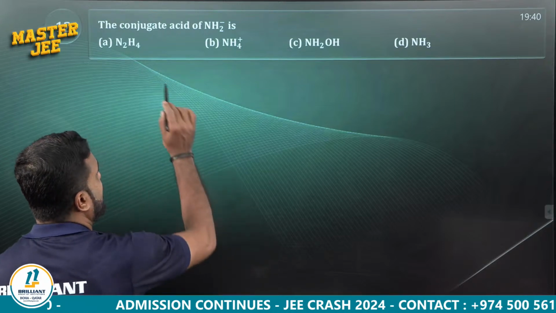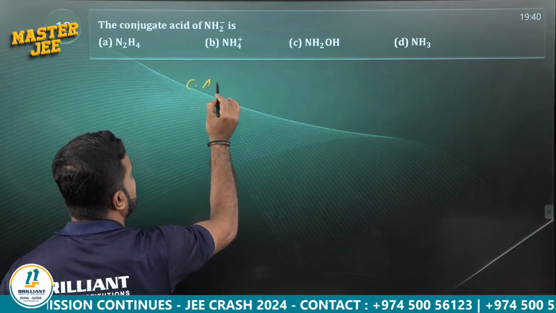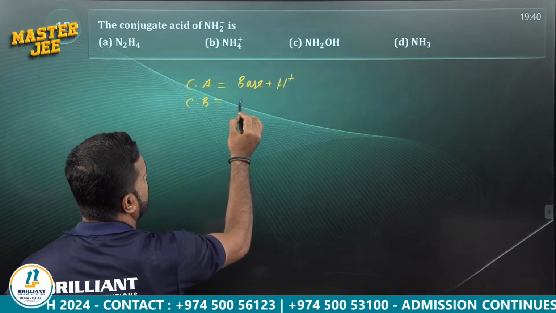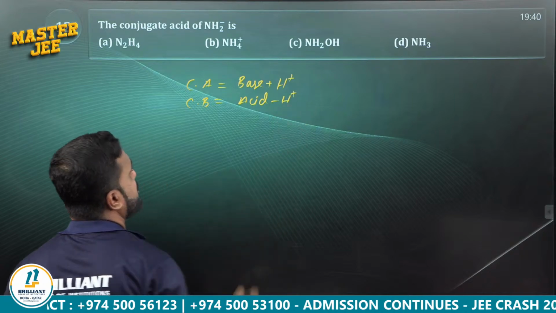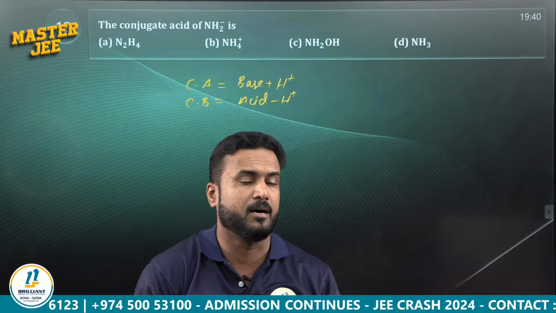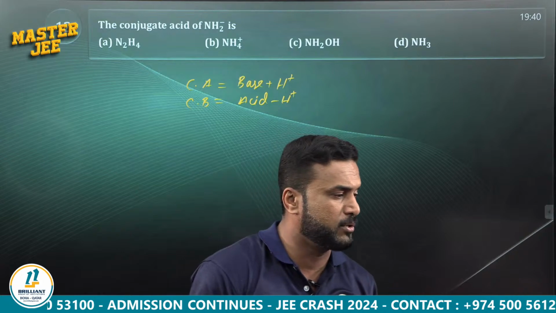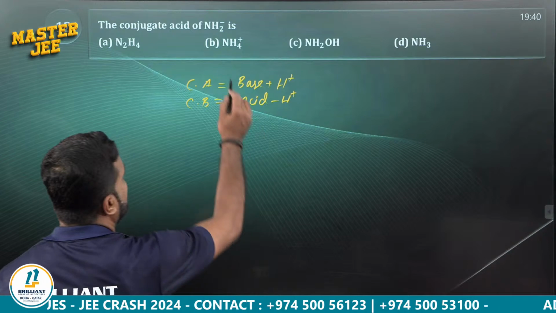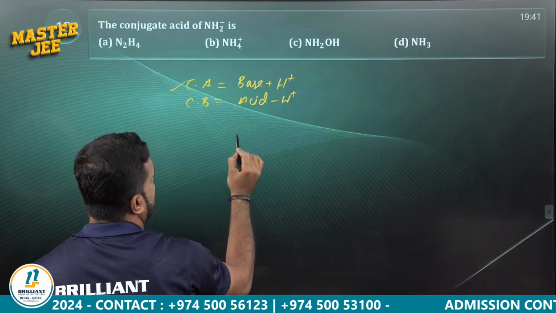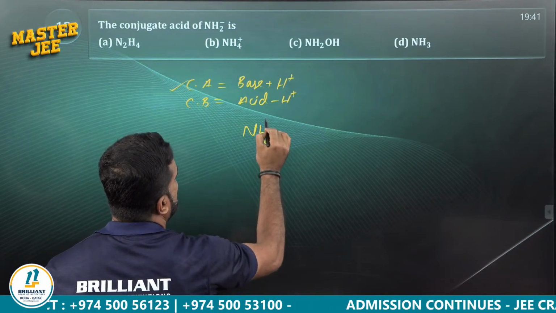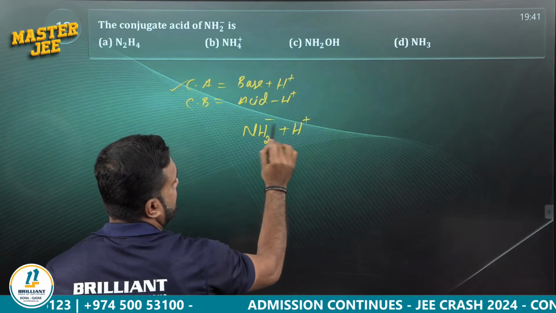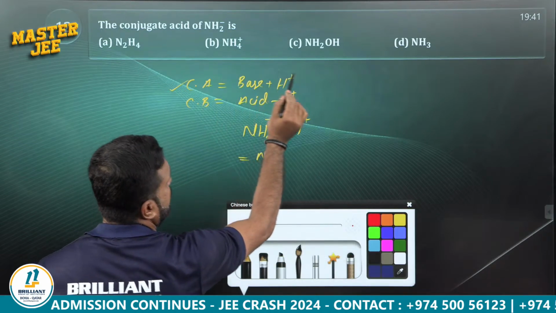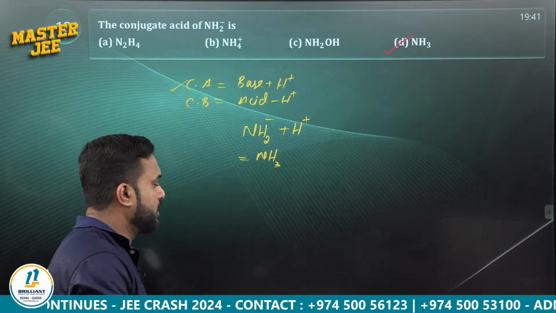You have to remember two equations. One is conjugate acid is equal to base plus H plus, you keep in mind. Another one, conjugate base is equal to acid minus H plus. Based on these two, you can expect one question. Last phase one also, there was a question based on conjugate acid. Here they are asking the conjugate acid, which means the given species is a base. So we can apply the first equation. The base given is NH2 minus plus H plus, so the charge balances to form NH3. So what is the right answer? Option D again. So the correct answer is NH3.